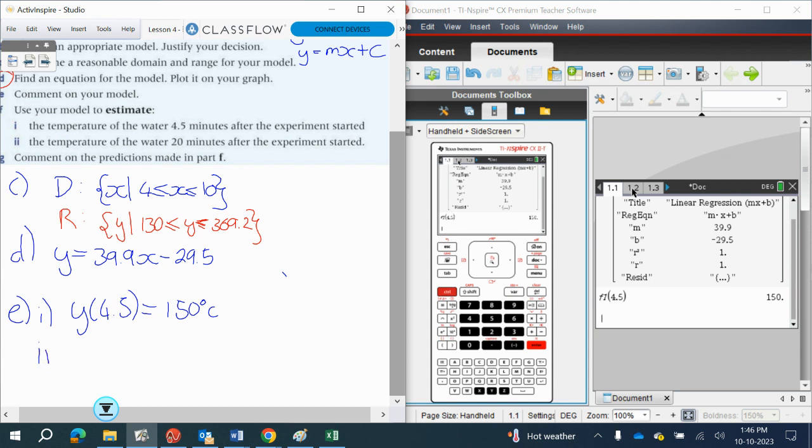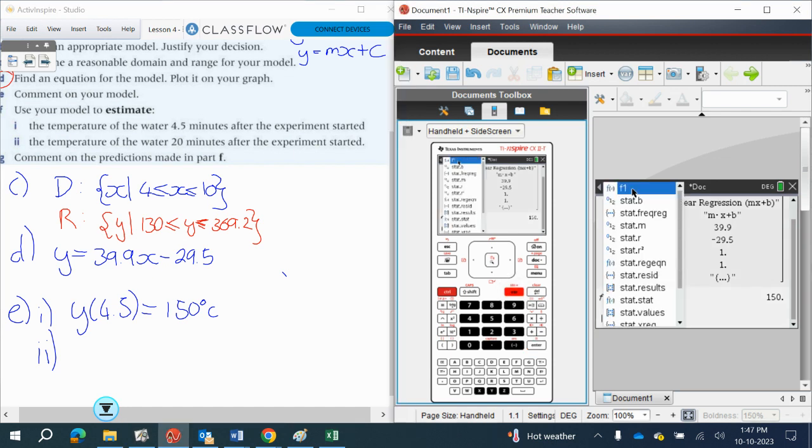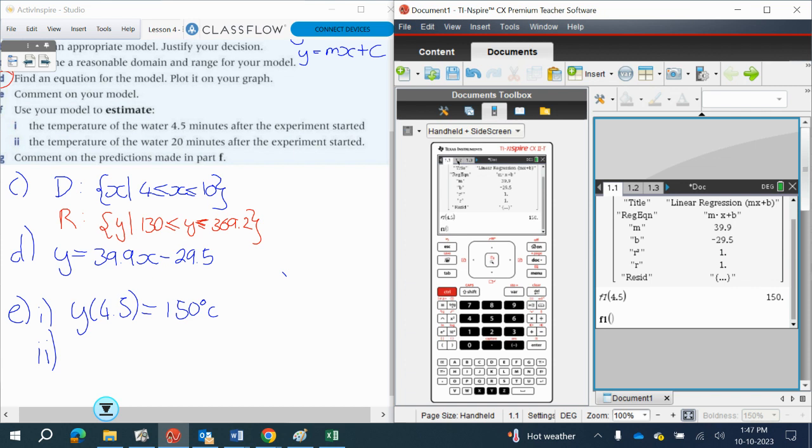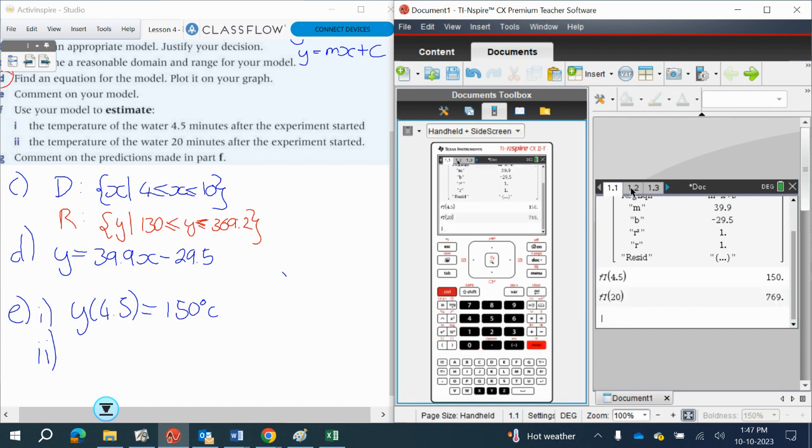What do you press to get the F1 equals 5? You press variable. Yeah, so we press variable here, and F1, which is where we stored it, and then we type in our numbers. Find the temperature of the water 20 minutes after the experiment started.